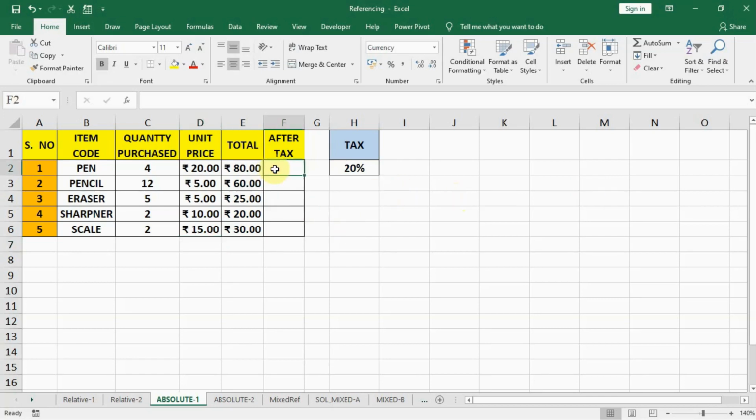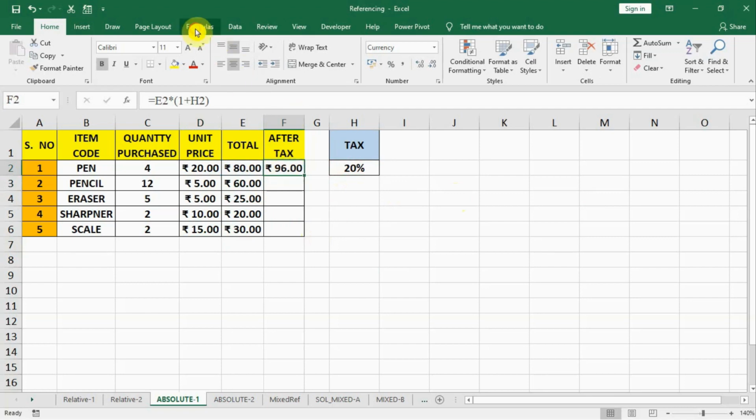Now friends, we learned absolute referencing. In the last video we saw relative referencing. So for that, let's calculate tax here. This tax is equal to this multiplied by 1 plus the tax rate, which is given here, bracket close, and enter. So this is the tax I have to calculate.